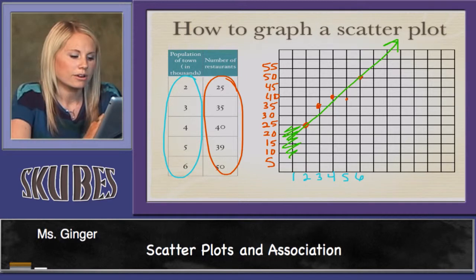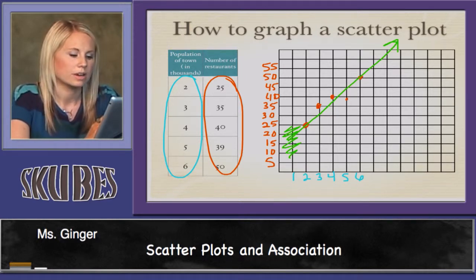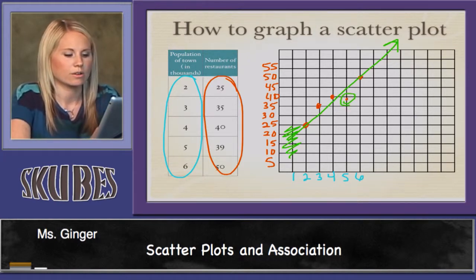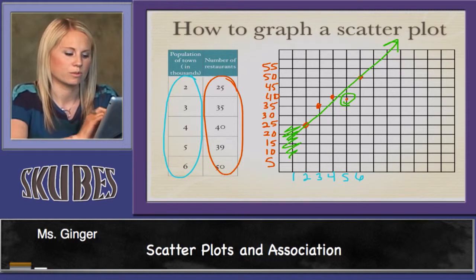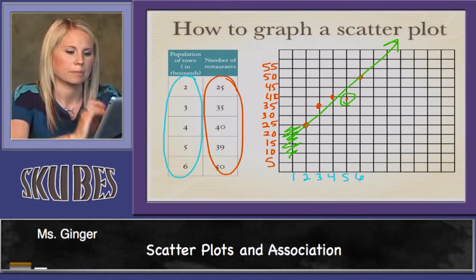We can look for outliers. I don't see any that are very far off from the rest of our data here, but there is one little data point here that didn't follow the normal trend of the rest. It seemed to decrease for that particular town, but that's going to happen from time to time.